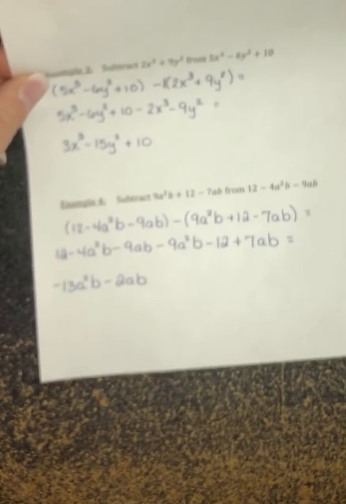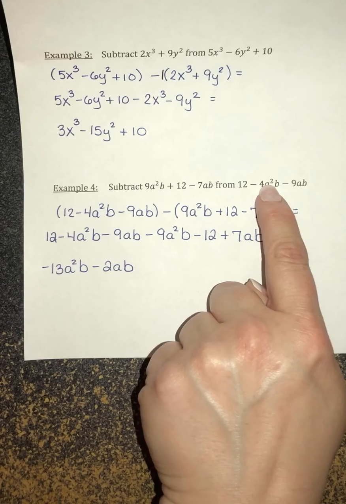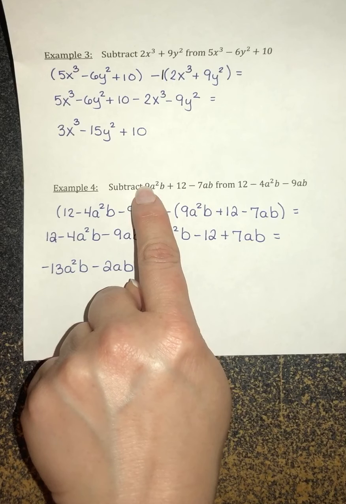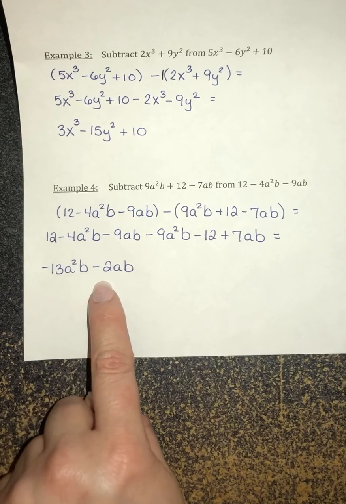And our fourth example is the same idea. Again, the second one goes first, and the first one goes last. Then we distribute our negative 1, and we combine like terms.